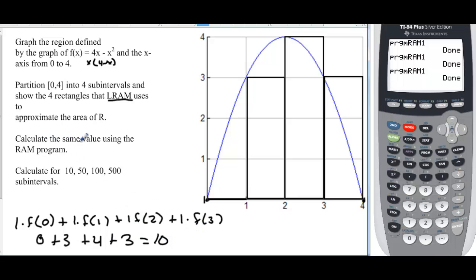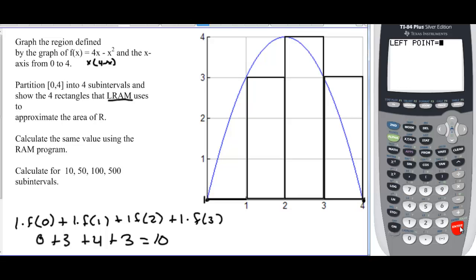We're asked to calculate the same value using the RAM program. I have to use a little different calculator for this, so I've brought up the one that actually has the program on it. We're going to go to y equals, and we're going to put in 4x minus x squared. We need that in y1 because our program uses y1 to do all its calculations. Then we go to Program, and we go to the RAM program.